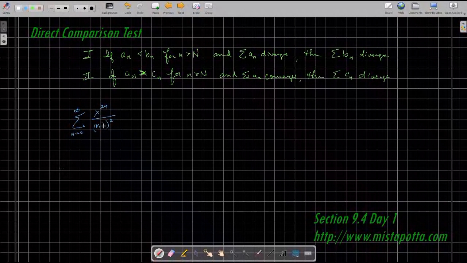Now I'm looking at this term, and I know that if the denominator is bigger, then the fraction has to be smaller. So this has to be smaller than x to the 2n over n factorial. That's not squared, because a larger denominator is going to give me a smaller fraction.